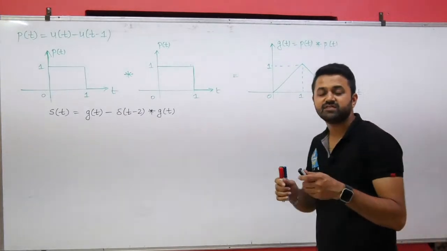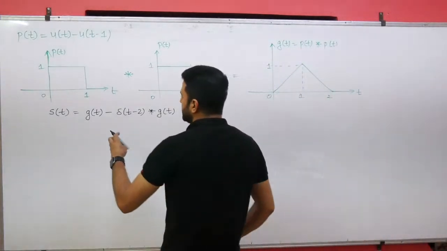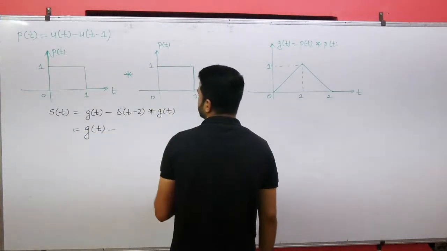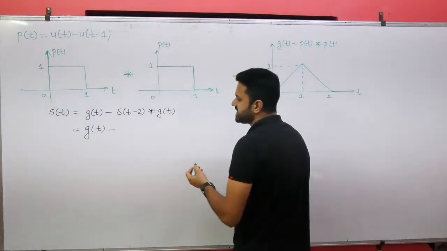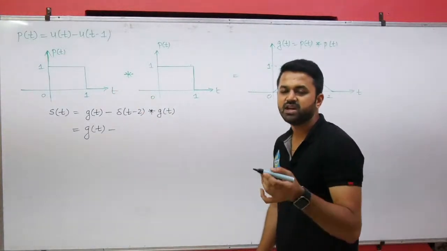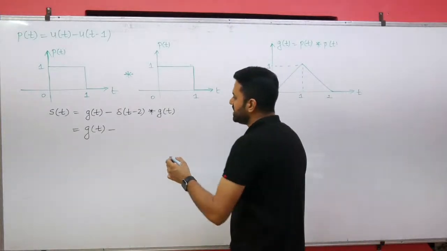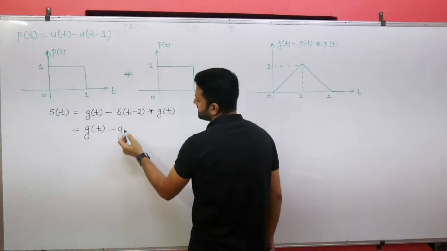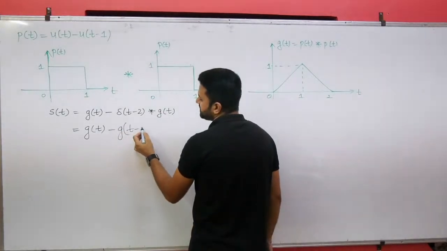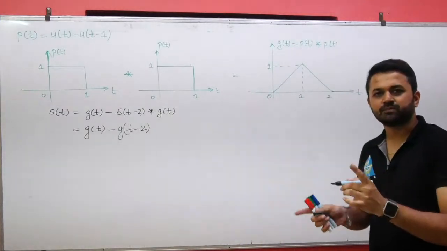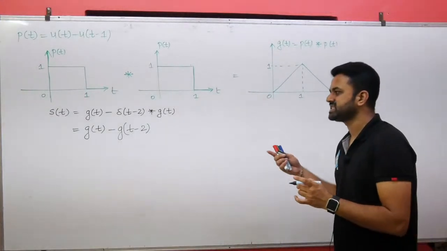But the signal which is input to the match filter is GT minus delta t minus 2 convolved with GT. Whenever we convolve any signal with the impulse function, we get the signal itself, but shifted to 2. So the signal input to the match filter is GT minus 2.